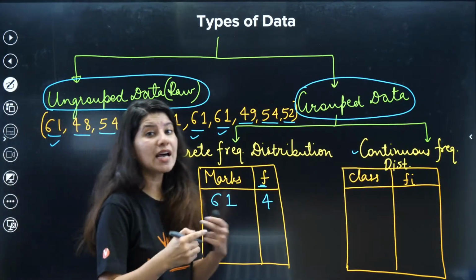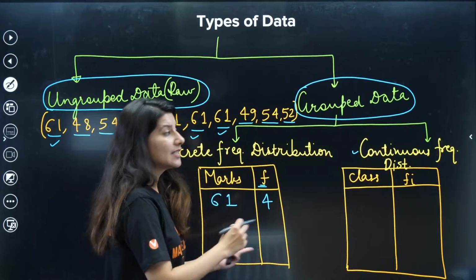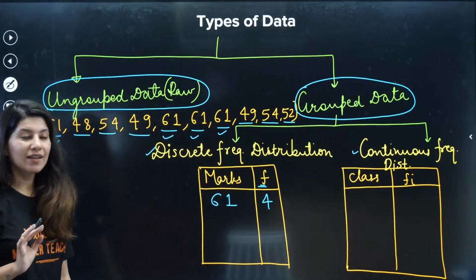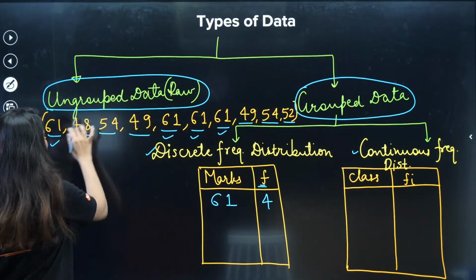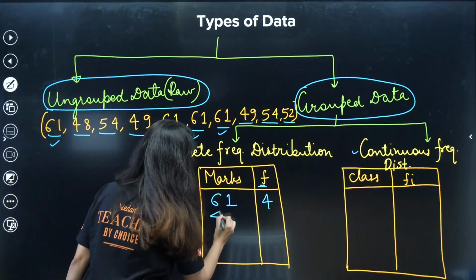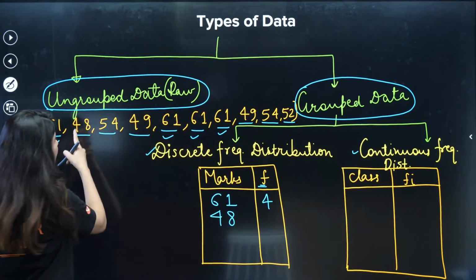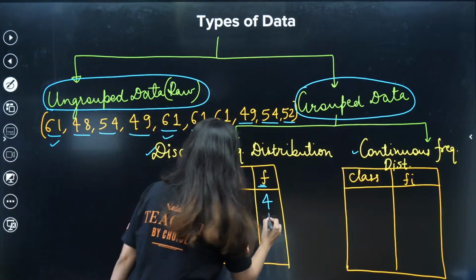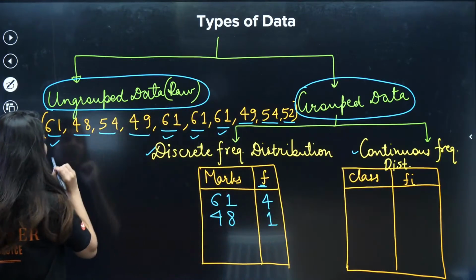That means how many times is 61 occurring? 61 is occurring 4 times, right? Let's talk about 48. How many times is 48 occurring? Who is going to tell me? I can see 48 only 1 time. 48 is occurring 1 time.